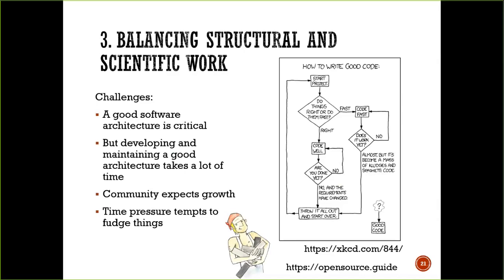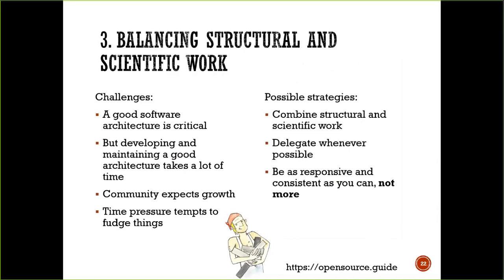Luckily, there are a few strategies to work around this. So one is that whenever possible, you can combine work on the structure or the architecture of your code and science. And I have an example about this on the next slide. The second one is to delegate work whenever possible. And not only to decrease the work that you have to do, but also to allow others in your community to grow, to show what they can do, and to take over more responsibility. And finally, as a maintainer, you can be as responsive and consistent as you can, but not more. You have a finite amount of time, and you are not required to spend an infinite amount of time on maintenance work.